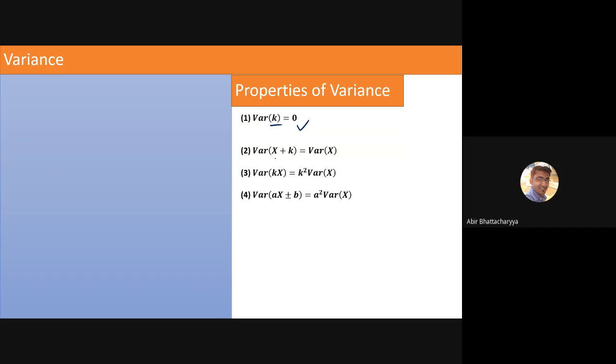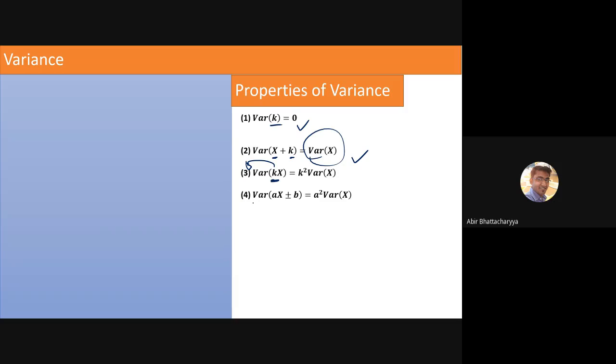Now variance of x plus k, where x is a variable and k is a constant. The variance of x plus k is always equal to the variance of x. X is a random variable. Variance of kx: if I multiply by k, a constant, this k will come outside as a square. So k squared times variance of x.